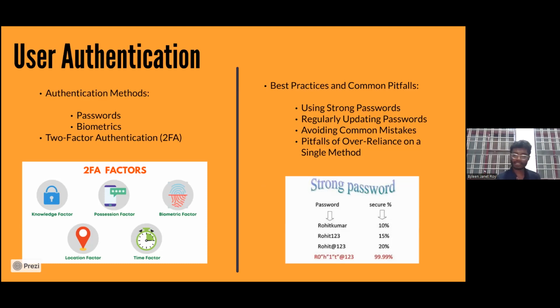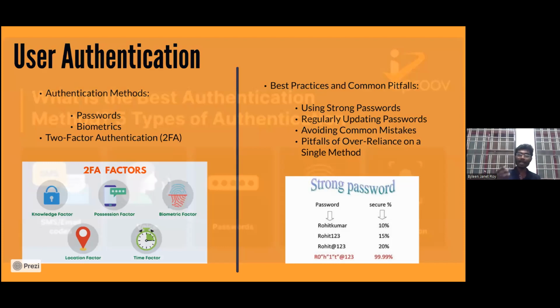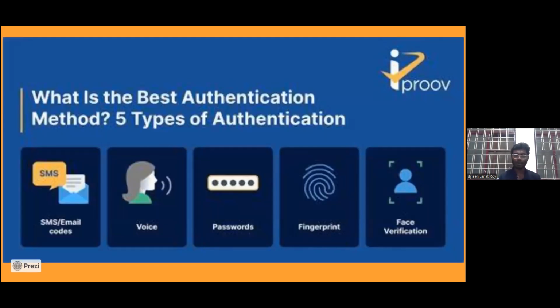I have a picture over here which gives a better way of understanding how a strong password should be. The person named it Rohit Kumar, which is 10% secure, Rohit123, which is 15%, Rohit@123, which is 20%, and one with quotation marks and special characters, which is 99.99% secure. Of course, it is very difficult for him even to remember his own password. If he can't remember his phone password, how can others break into it? And these are the types of authentication used nowadays: SMS and email codes in two-factor authentication, voice recognition, passwords, fingerprints, and face verification.